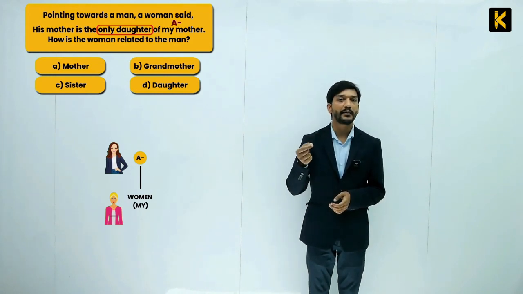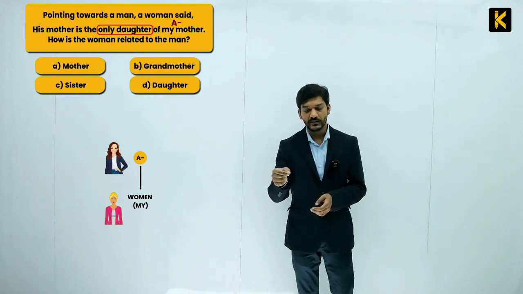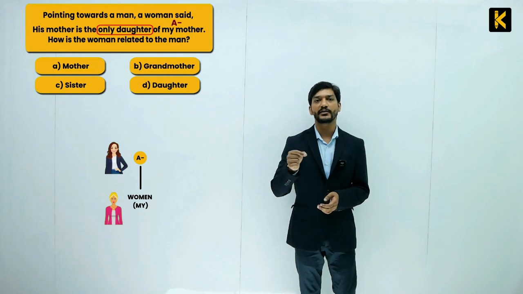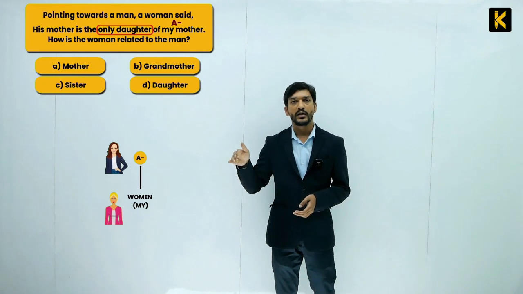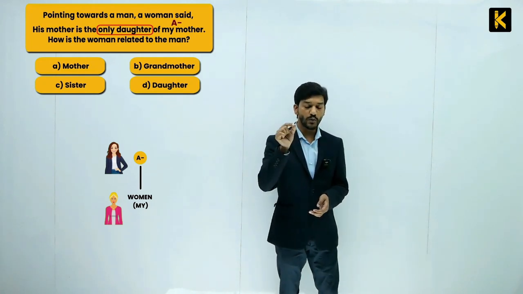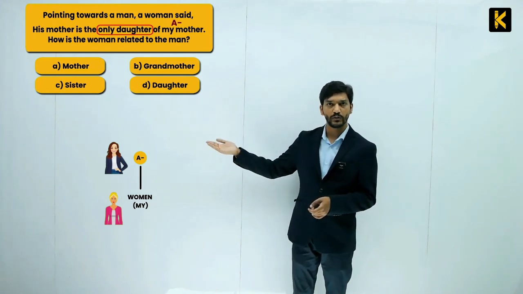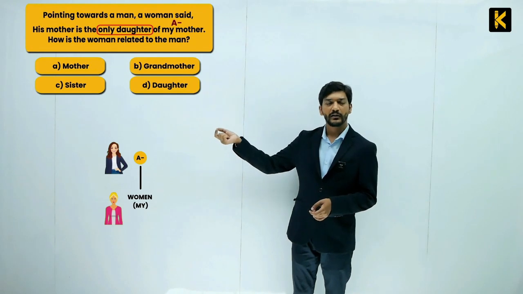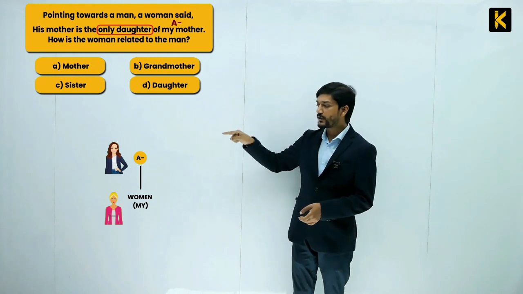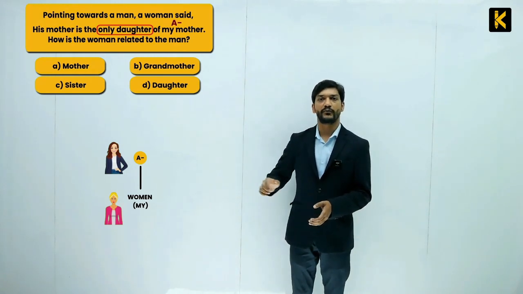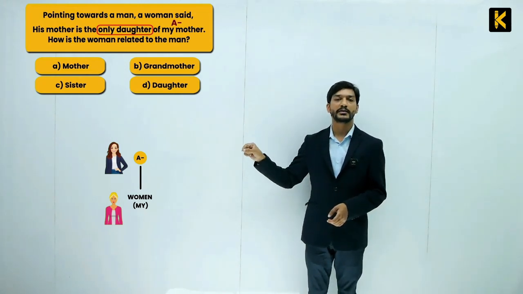My mother means A minus, and only daughter of my mother means only daughter of A minus. So this is A minus. Now I have to show only daughter of A minus. Already one daughter we have shown. The woman is the daughter of A, and the question is saying only daughter. So that means the only daughter is the woman herself, right?